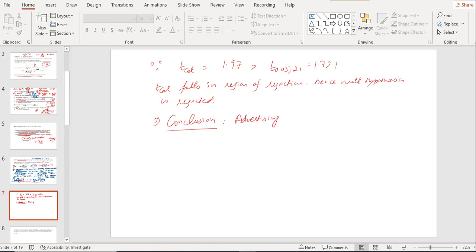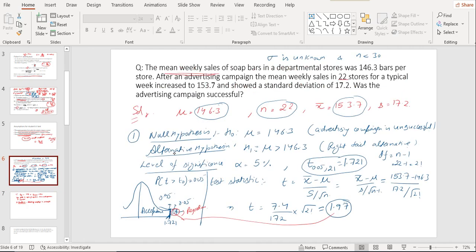Means there is a significant difference in the hypothetical value and the calculated value. So the advertising campaign is successful. Although the difference is visible here, with the help of this testing of hypothesis we want to check whether this difference is significant or insignificant. So on the basis of this particular data, we conclude that there is a significant increase in the sales, so hence the advertising campaign is successful.